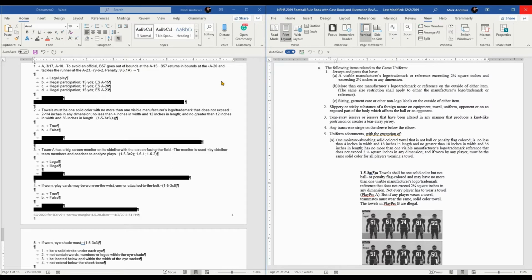All right, question number 2. Towels must be one solid color with no more than one visible manufacturer's logo that does not exceed 2 1/4 inches in any dimension. The towel can be no less than 4 inches in width and 12 inches in length, and no greater than 12 inches in width and 36 inches in length. So here's the rule.